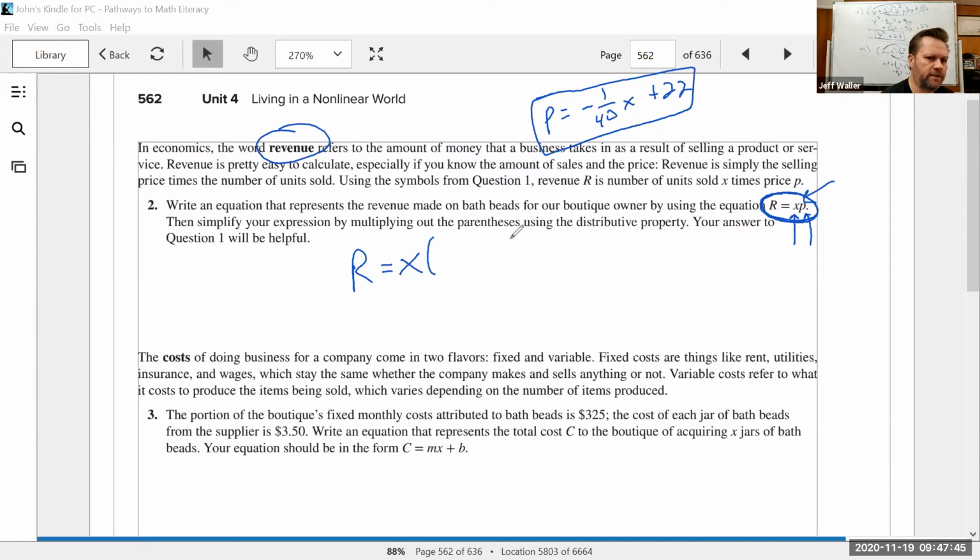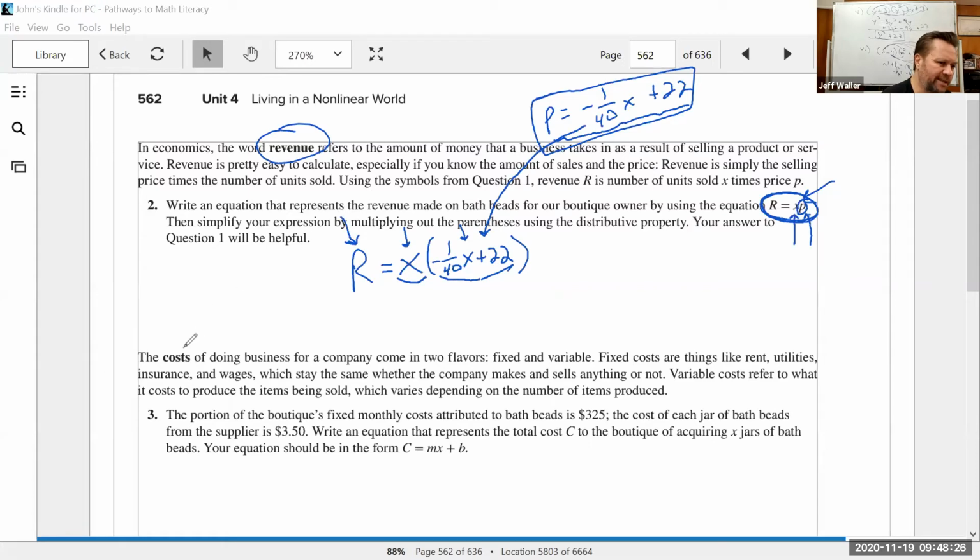And then what can I put in place of P? What do I know P is? -1/40 x plus 22. See, this is trying to figure out the sweet spot. This is the work you do. So I don't know how many jars to sell, but I do know that if I did know this, I would multiply it by the price per jar to figure out how much money I'm bringing in.